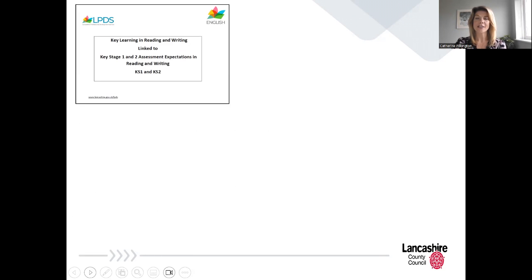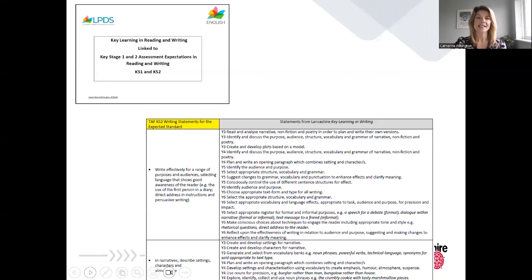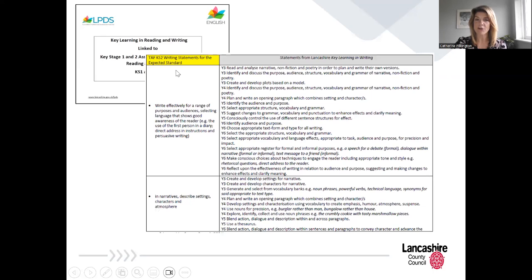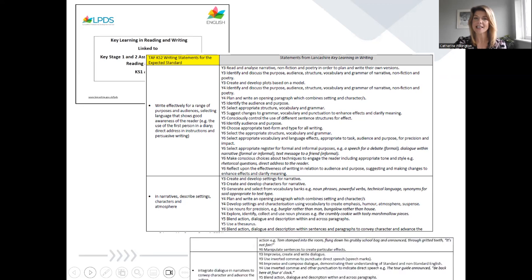And finally, I thought it would just be helpful to end with a few key useful documents that might be able to support you with your independent writing outcomes back at school. So you may remember this document we produced a while ago, which was the key learning in reading and writing linked to the teacher assessment frameworks. So you can see here, we've got those statements from the teacher assessment frameworks at Key Stage 2. And what we've done is match them up with the appropriate statements from the key learning in writing document.